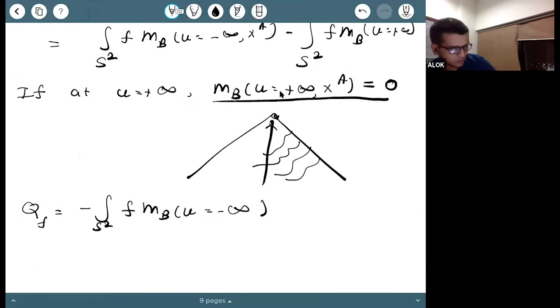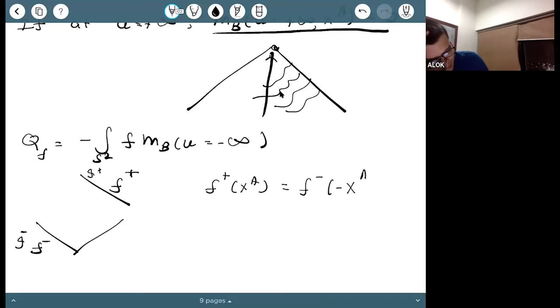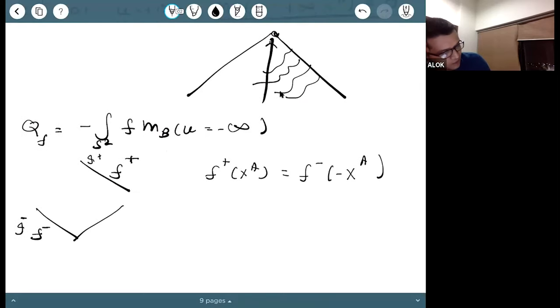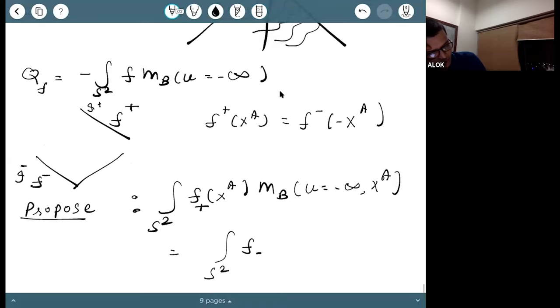So now Strominger's proposal about the conservation law in classical theory was precisely that we have one at scri plus, a supertranslation function, which let's call f plus, and at scri minus we have the antipodally identified supertranslation function f minus. So f plus at x^A is f minus at minus x^A. And so then we can propose the following conservation law: the integral of f plus at x^A times the mass aspect at u equal to minus infinity is equal to the integral of f minus at minus x^A times the mass aspect at v equal to plus infinity.